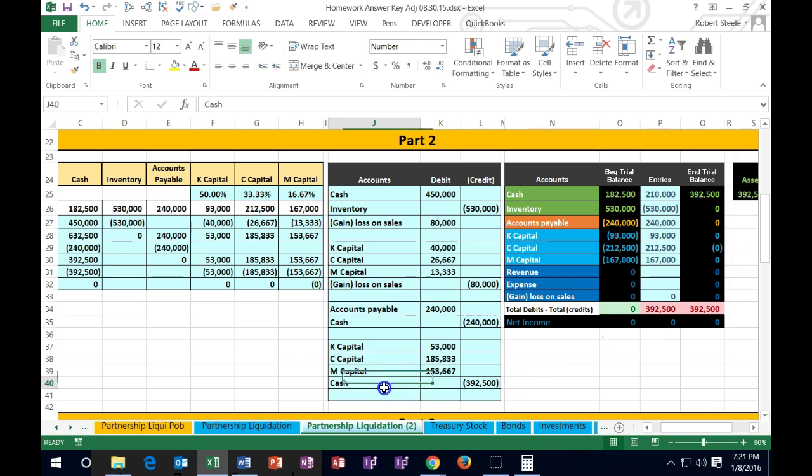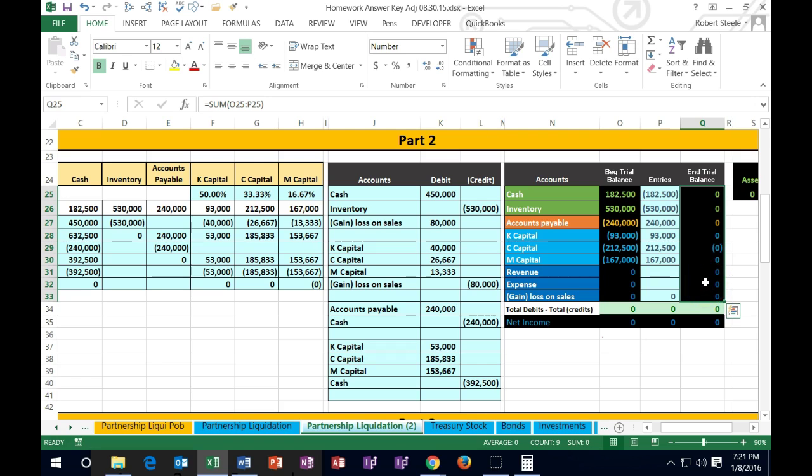Then we need the last one. We're going to post the cash. Here's cash. Here's where we want to post cash. Something's in it. Therefore, we will double click on it, go to the end of it, and plus, we're going to post this 392.5, bringing this down. And we're back in balance. Note that now we have all zeros because we have now fully liquidated the partnership.